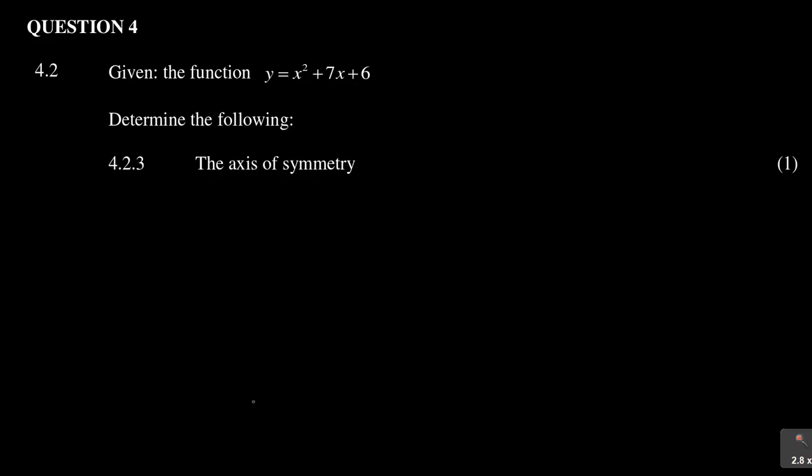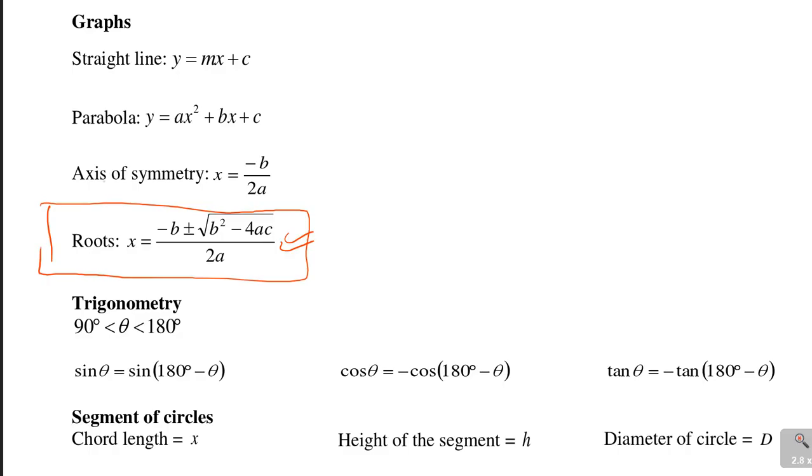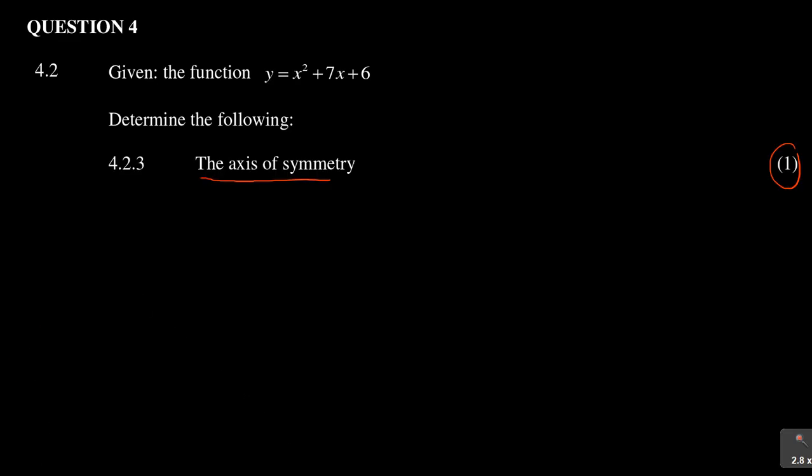Now as we move on to the next question, it says determine the following: the axis of symmetry. This is 1 mark. It's also an important one, and there is a formula for finding the axis of symmetry. This is the formula that you must use: x is equal to -b/2a.